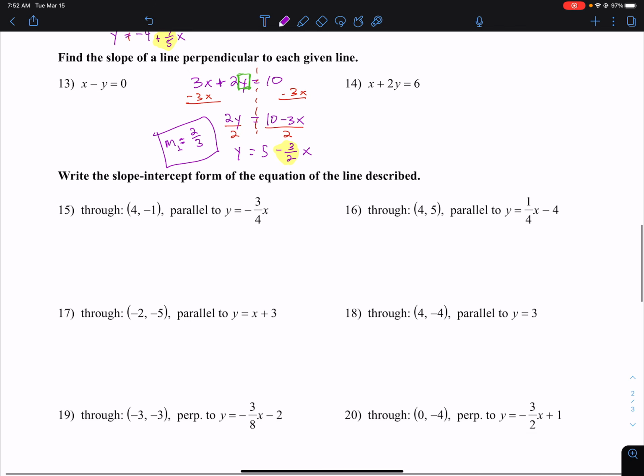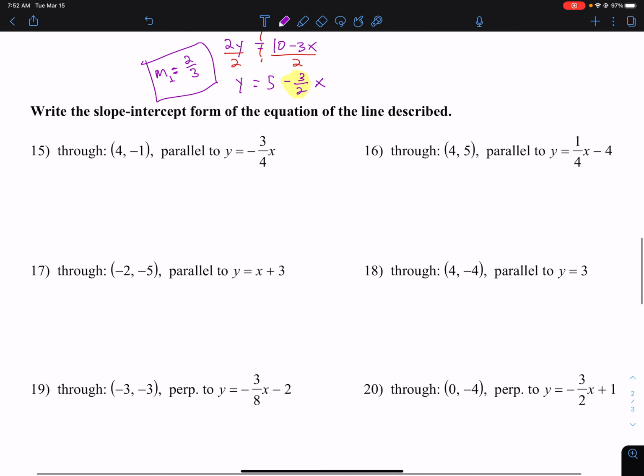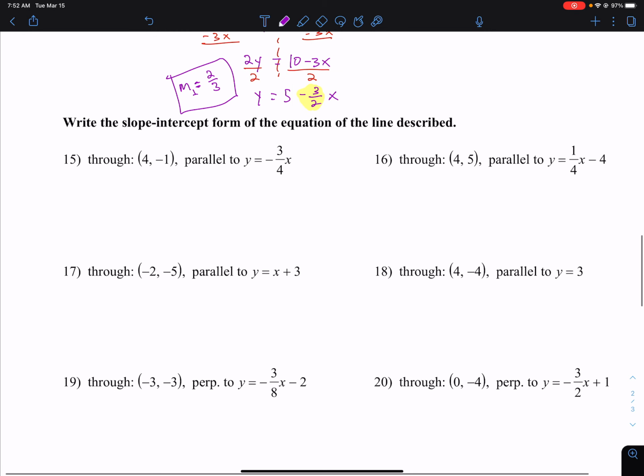All right, the last thing we have to look at, I'll do number 15 with you, is write the slope-intercept form of the equation of the line. So we want a line parallel to this line. So I find the slope of this line. It's already solved for y, so the slope happens to be negative 3/4. So the line that I want to write has a slope of negative 3/4 because it's parallel to this line.